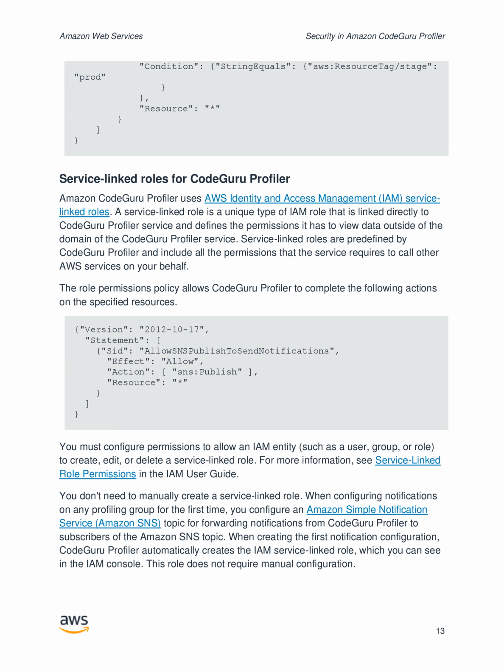You don't need to manually create a service-linked role. When configuring notifications on any profiling group for the first time, you configure an Amazon Simple Notification Service (Amazon SNS) topic for forwarding notifications from CodeGuru Profiler to subscribers of the Amazon SNS topic. When creating the first notification configuration, CodeGuru Profiler automatically creates the IAM service-linked role, which you can see in the IAM console. This role does not require manual configuration.